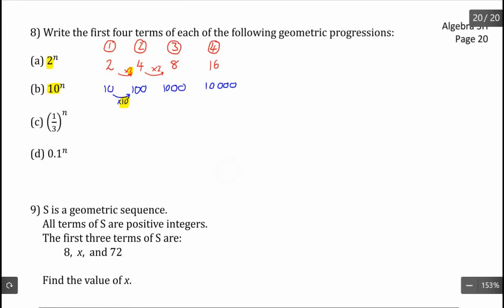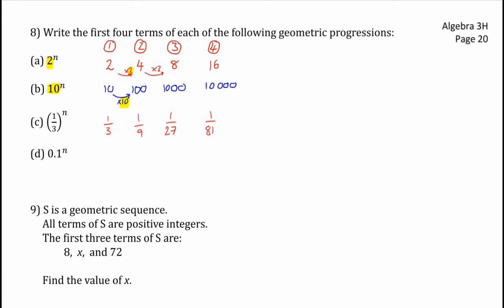On part C, 1/3 to the power of 1 is 1/3. 1/3 squared is 1/9. 1/3 cubed is 1/27. And 1/3 to the power of 4 is 1/81. So when we do something like that, by the way, we are doing 1 to the power of n over 3 to the power of n, which is those things.